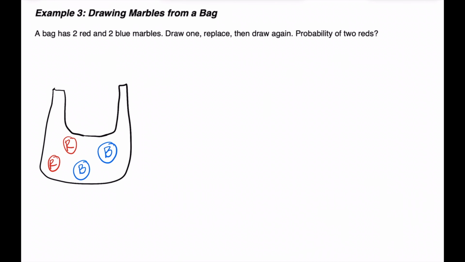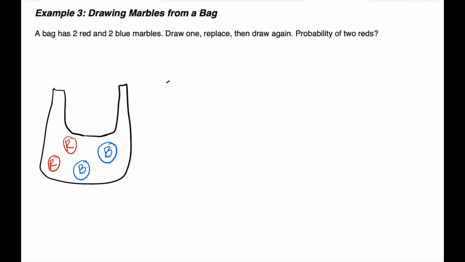For our third example, we are drawing marbles from a bag. So I have our bag here. Our bag has 2 red and 2 blue marbles. So we're going to draw one, replace, and then draw again. So our sample will stay at 4. We're looking for the probability of 2 reds.